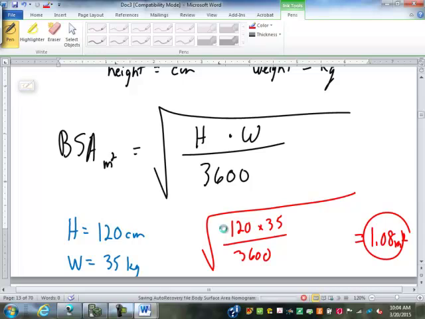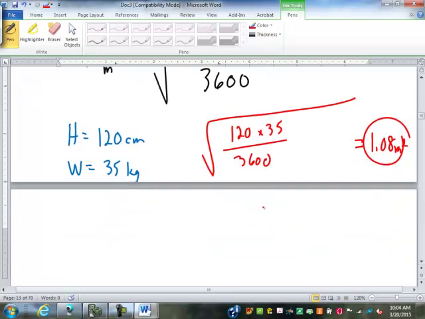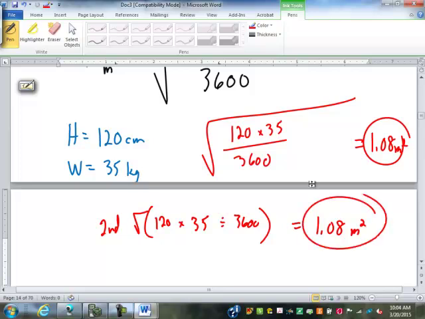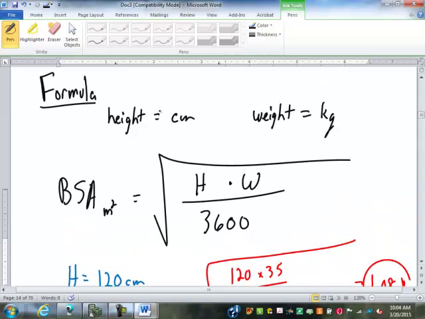Everybody come up with that? Everybody get something different? I'm on your calculator. You have to hit that second and then square root key, right? And then you'll get something that looks like this usually with the parentheses there. So you'd have to type in the 120 times 35 divided by 3,600. Then you have to close the parentheses before you hit equals. So you get 1.08 meters squared. Everybody get to work? Cool. So that's if everything's given in metric.